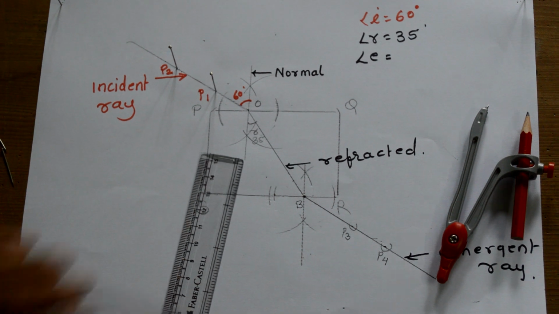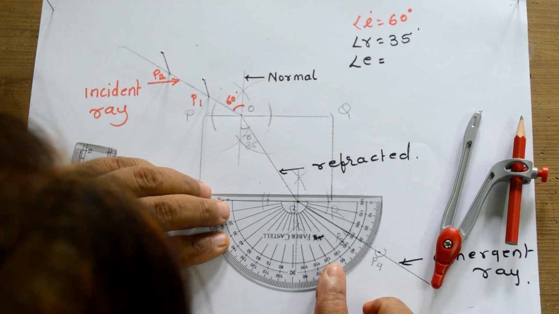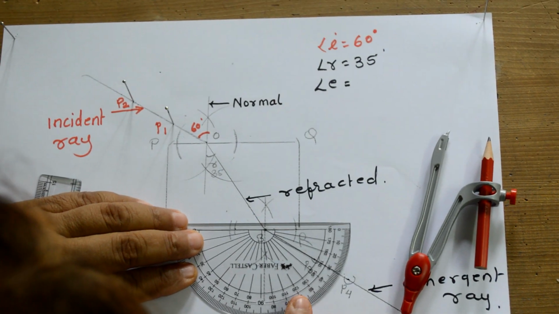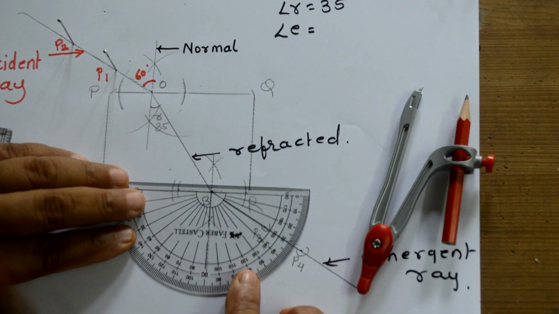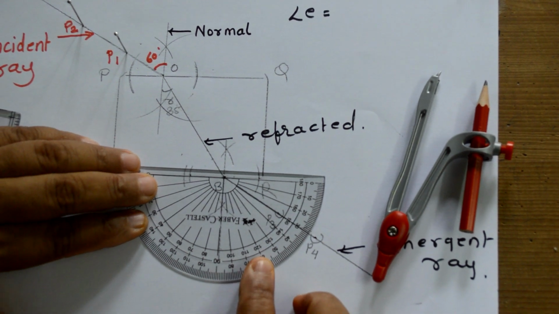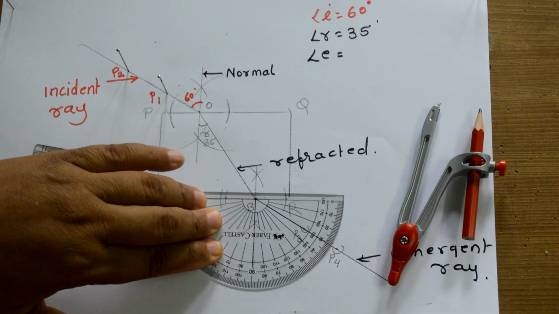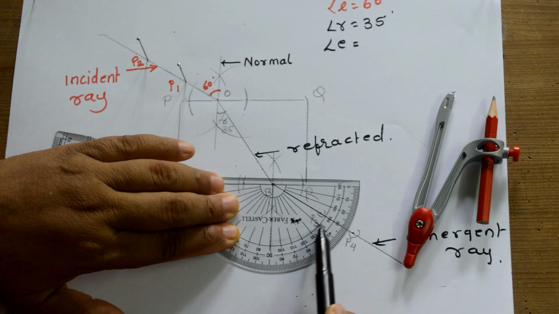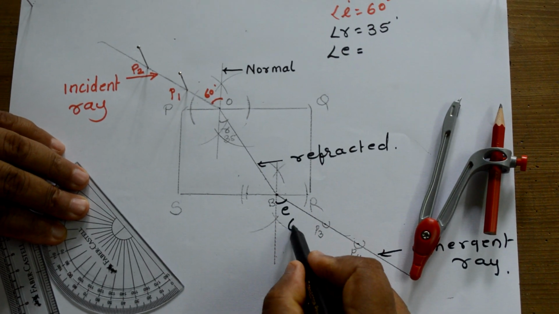And if I measure the angle, let us see how much I got it. Children, it is exactly 60 degree. Yes, it is 60 degree. So 10, 20, 30, 40, 50 and 60. So this angle is angle of emergent, which is 60 degree.